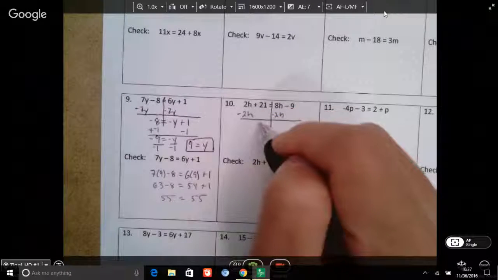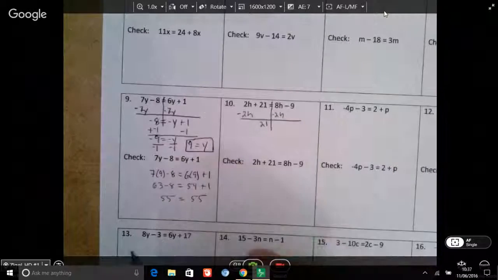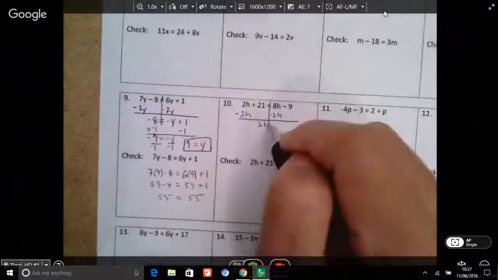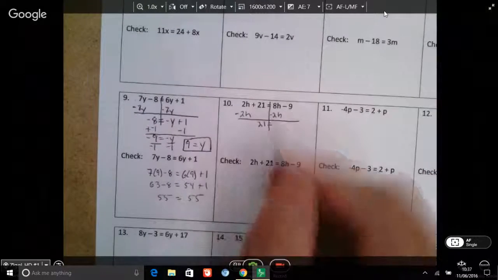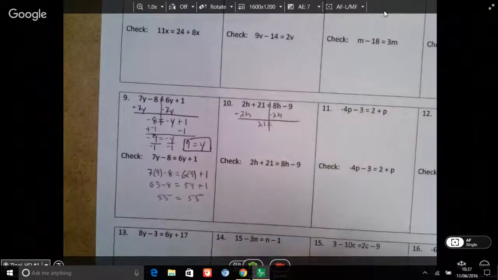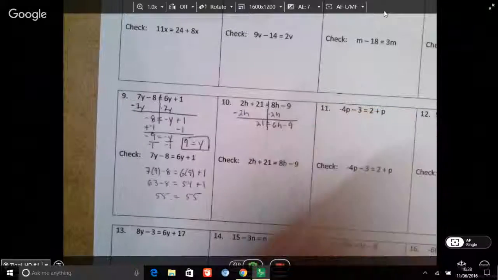That's gone, so I have the 21. To the left of the 21 is a positive, right? So I'm just going to bring down the 21. With 21 and positives, I don't have to write the plus, but it's the minuses I have to write the negatives with. So 8h minus 2h is 6h, so I have 6h minus 9.